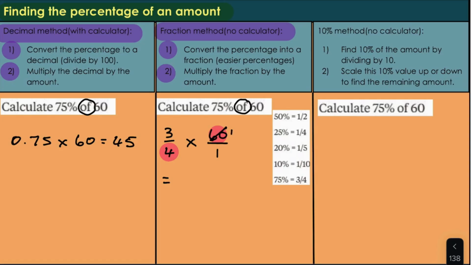60 divided by 4 is 15. 4 divided by 4 is 1. Top times the top is 45. The bottom times the bottom is 1. And 45 divided by 1 is 45.